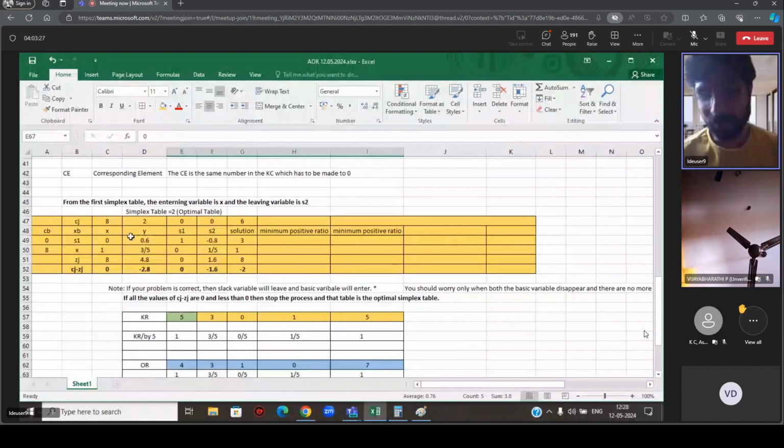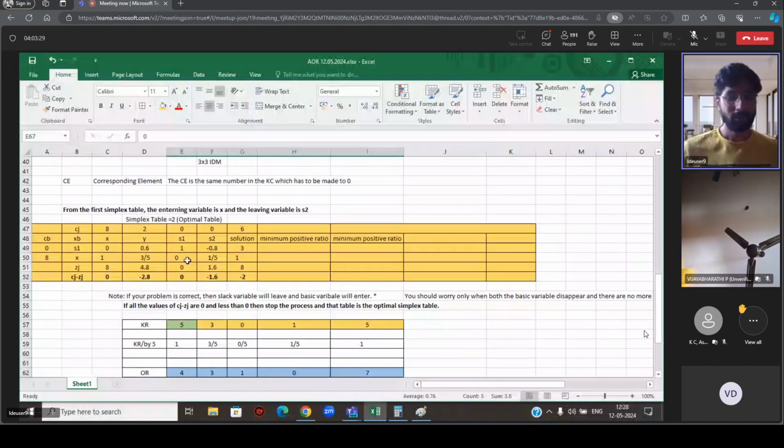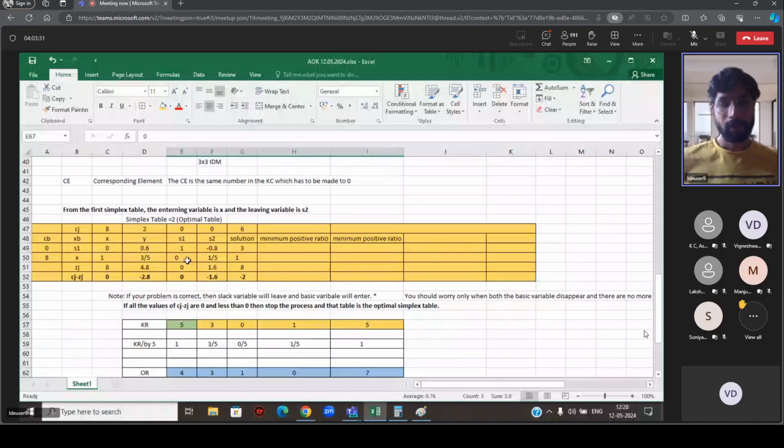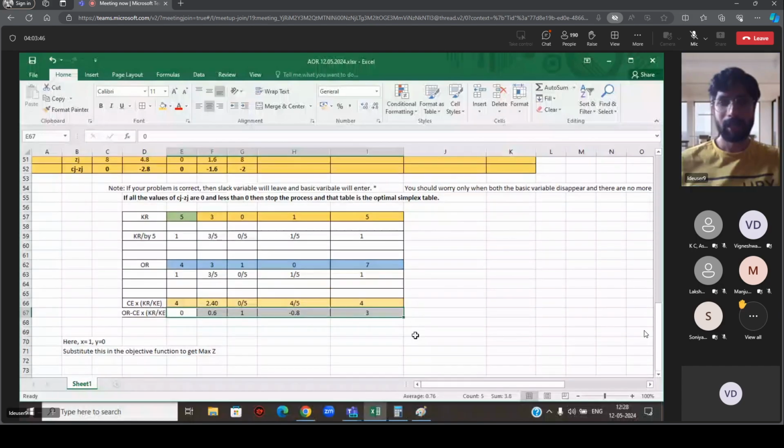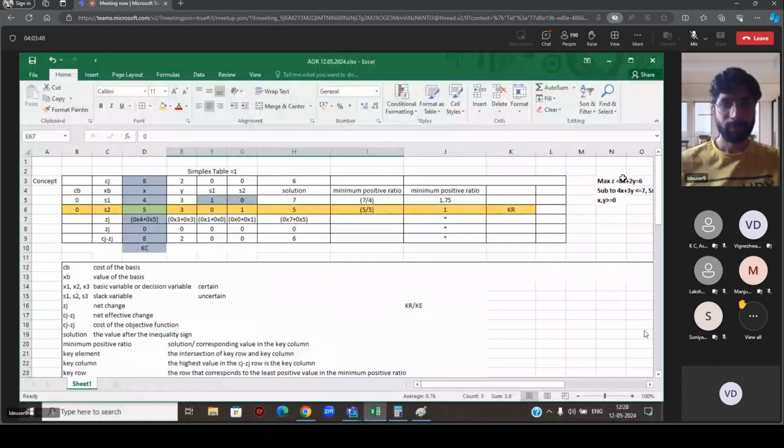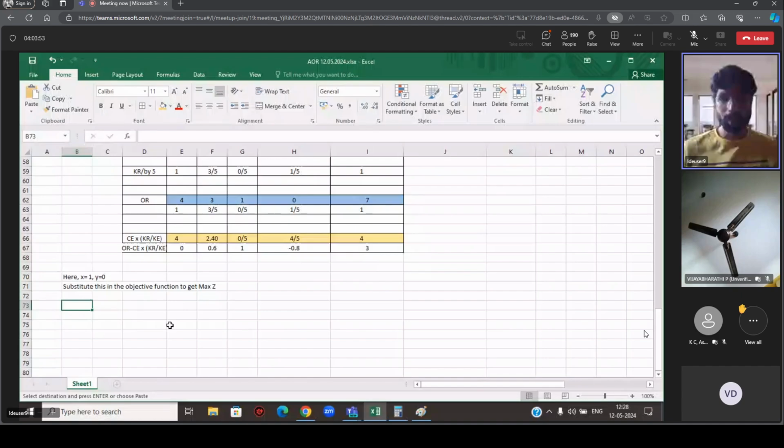So that's how it is. Okay, so now what you need to do is just substitute these values in the objective function to get max z. So what is the problem? The problem here is this. Okay, maximize, I'll copy that. Maximize z is equal to 8x plus 2y, which will be equal to 6.